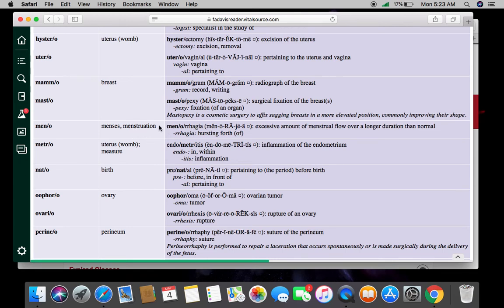Menorrhagia, your menstruation, menses means monthly. Your menstrual bleeding is too much. It's bursting forth. It's hemorrhagic. It's not good. Right? See your gynecologist about that.